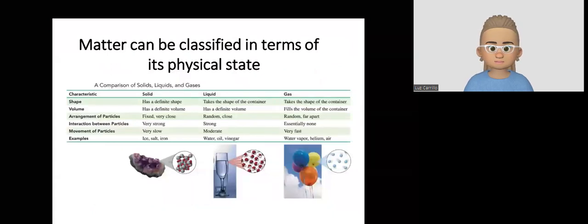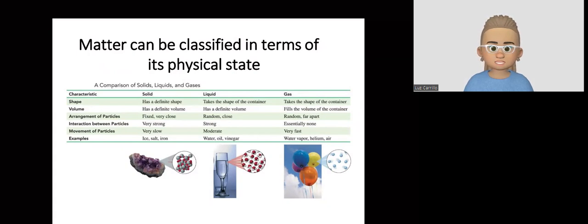Now, just as a review, we understand that the matter that we encounter in everyday life is going to be classified in terms of its physical state. Even though there are 4 physical states, for the purposes of this class, you are responsible for knowing the states of matter that are the most common with the substances around us. Those include solids, liquids, and gases.